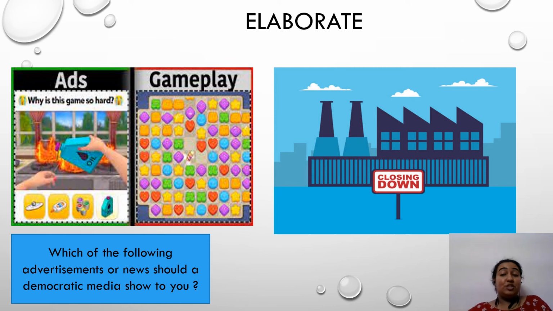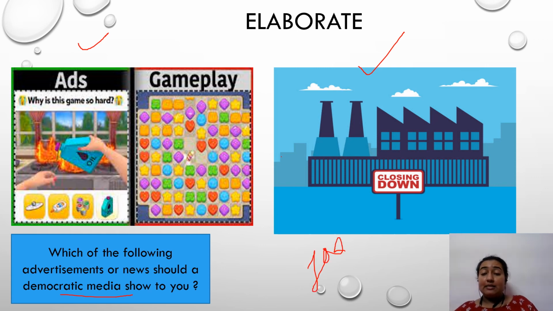Now, we were just speaking and studying about the concept of whether media should be democratic or not. So which of the following advertisements or news should a democratic media show to you? Think and then answer this. Which is the correct option that media should show? Should it show continuous ads of games, or should it show continuous ads of factories which are closing down, and due to this closure of factories people are losing their jobs and there is unemployment, and what else?